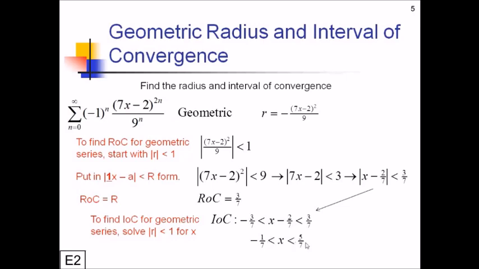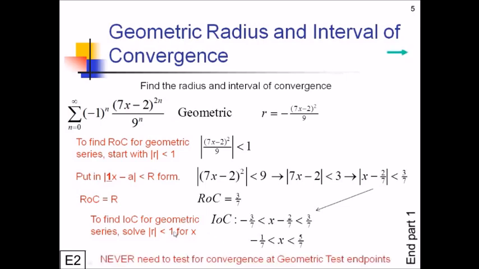Now, we said that the series may or may not converge at the endpoints here. So in general, these less thans could also be less than or equals. We don't really know for certain in every situation. But the nice thing about a geometric series, you never need to test for convergence when you're using your geometric test endpoints. Because we know for certain that if the common ratio is less than 1, there's no ambiguity, the series will converge.